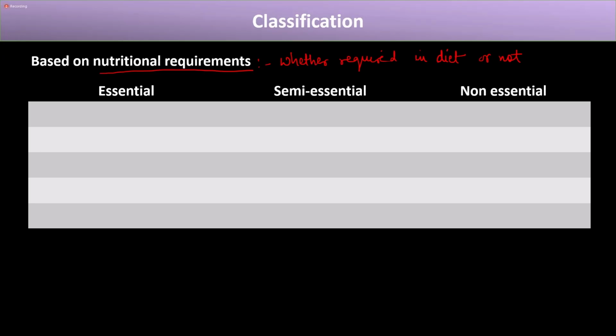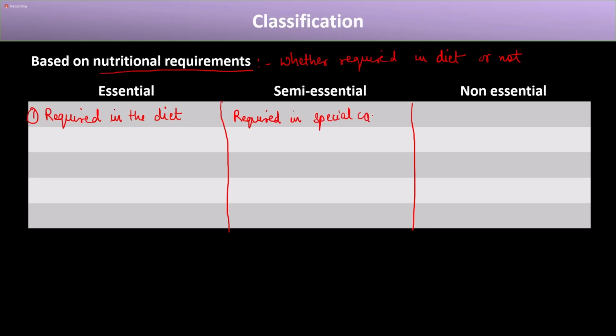Essential, as the name suggests, means they are required in the diet. Essentials are the ones that are essentially required in the diet. Semi-essentials are not very important, but they are required in special cases. We'll see what the special cases are.